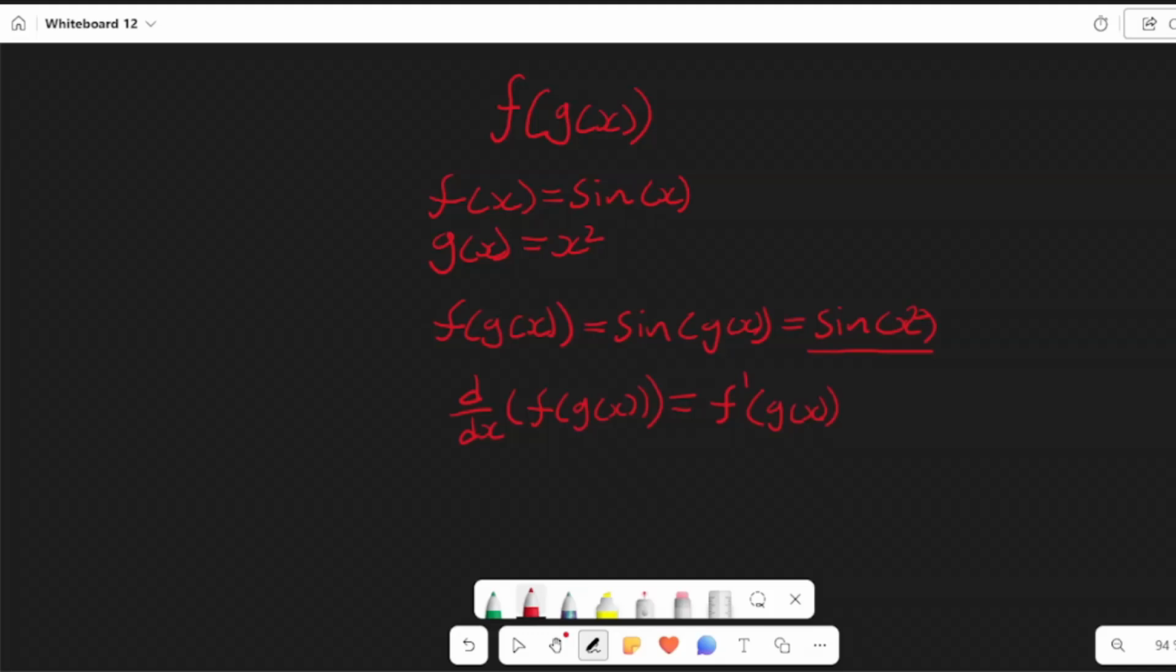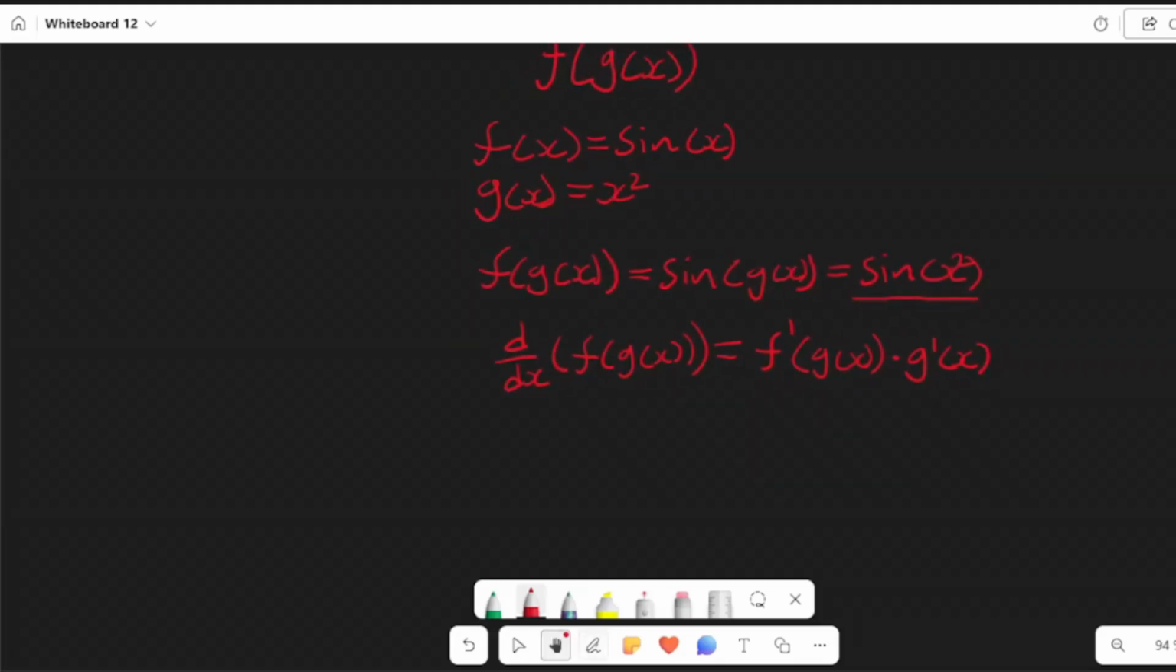So f prime is just going to be the derivative of sine of x in this case, and the g of x is just going to be the input. And we multiply that by g prime of x. So g prime of x is just the derivative of g of x. So we can use this property to actually solve our initial equation.